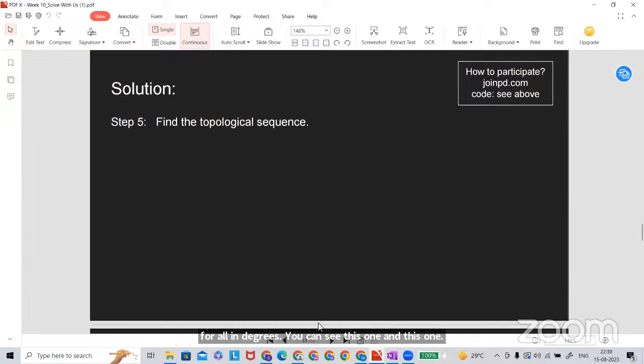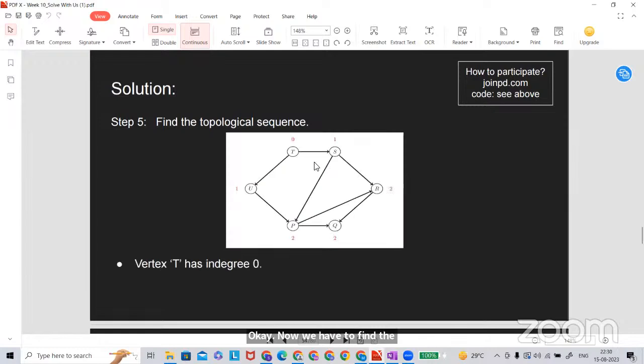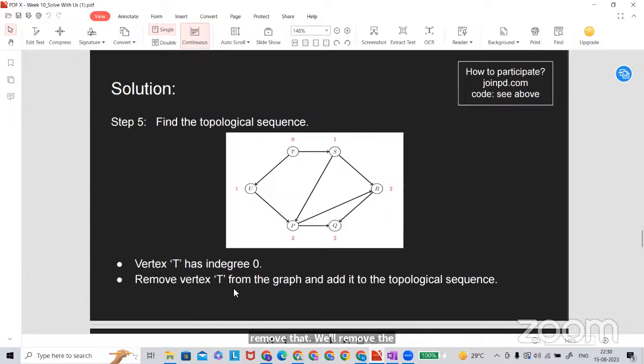Okay. And now we have to find the topological sequence for that. So we start from that vertex which has in degree 0. So this is a DAG, so surely it contains a vertex which has in degree 0. So T is actually the vertex which has in degree 0. Okay. So now what we can do, we start from here and we'll remove the vertex T, and add it to the topological sequence. So the topological sequence is listed out here. So T we just remove now.